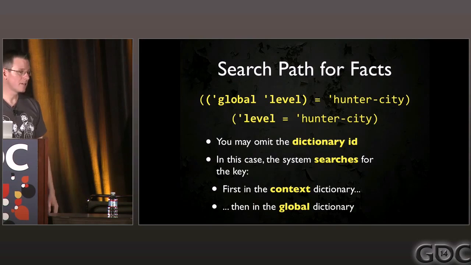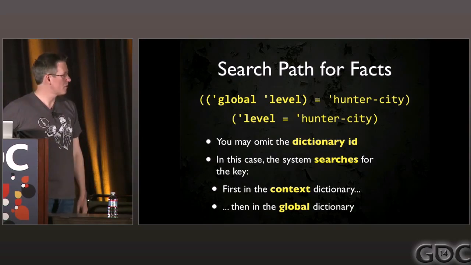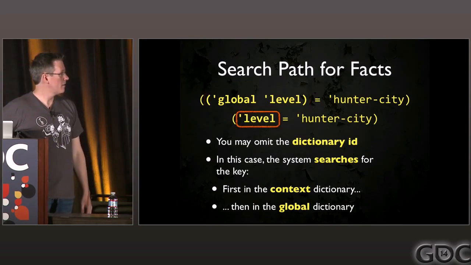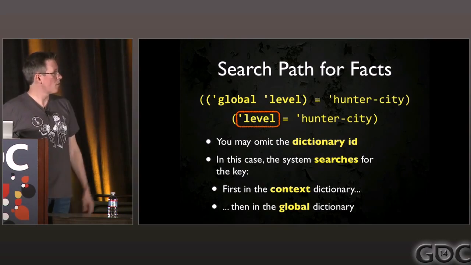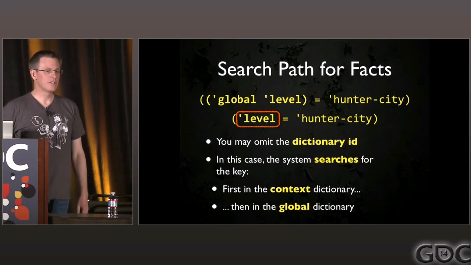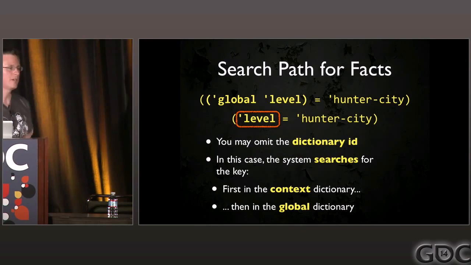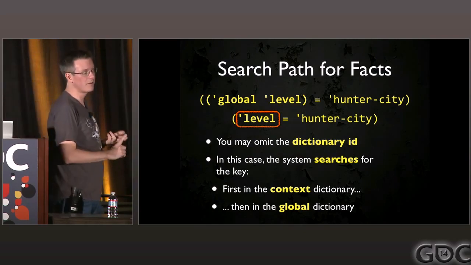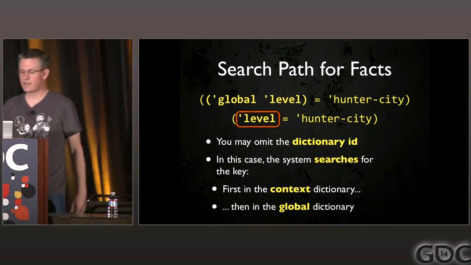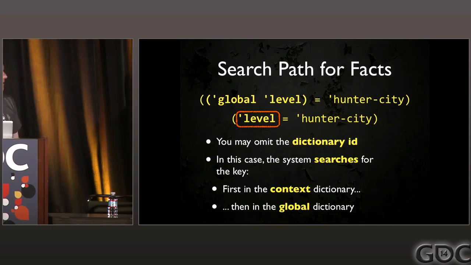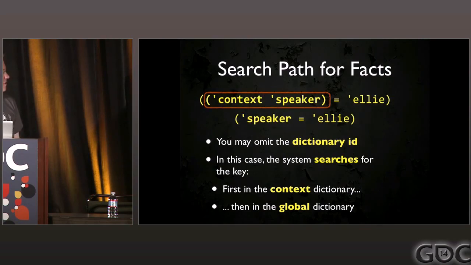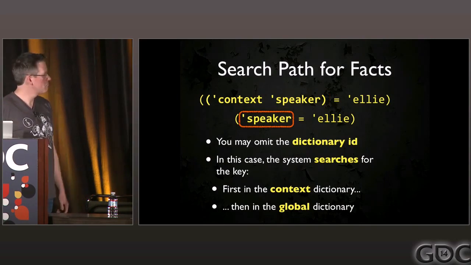One other thing is you can actually omit the dictionary ID in certain cases. So for global facts, these two are equivalent. So global level and tick level are the same. The reason for this is that we actually just do a simple search in both the context dictionary and the global dictionary for a fact if you don't specify a dictionary ID. This is just a shorthand, but it makes the life of the designers a lot easier for very commonly used facts. So here's another example, context speaker. We almost never write it that way. We always just write it as tick speaker because it's implied that it's going to come from the context dictionary.